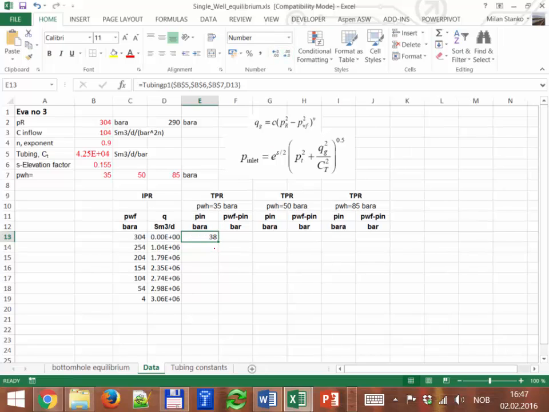Okay, you have 2 bar, and then I drag it down, and I get that if I'm increasing the flow rate all the way to 3, I'm going to get a pressure of 87. So let's put and cross these 2 curves to see how they look like.